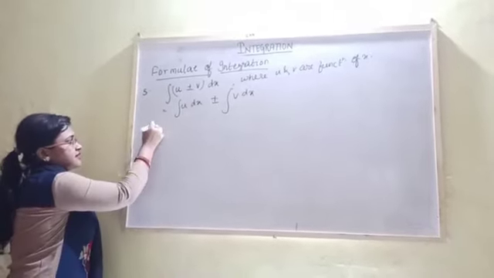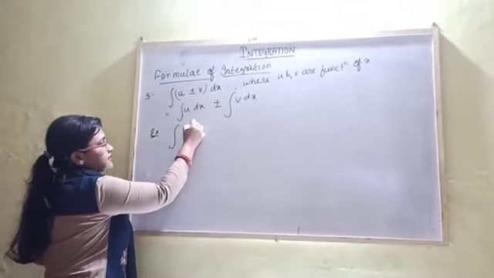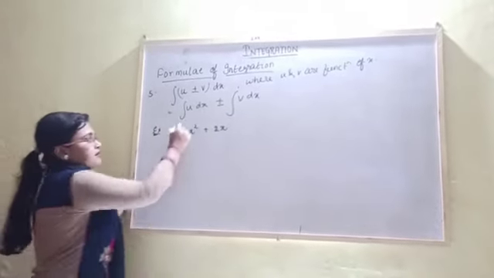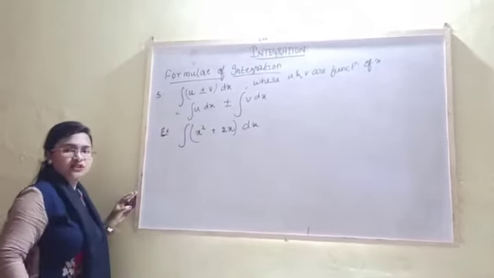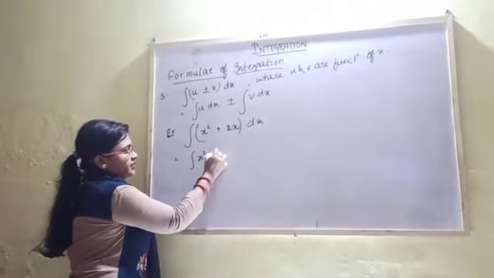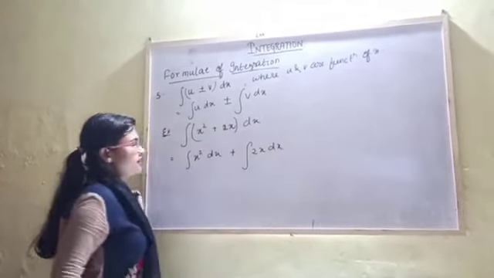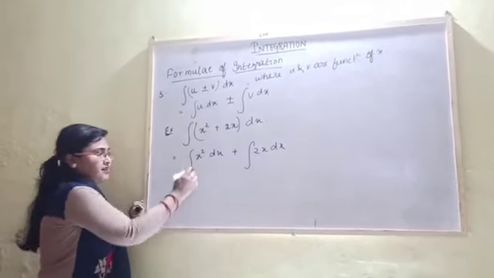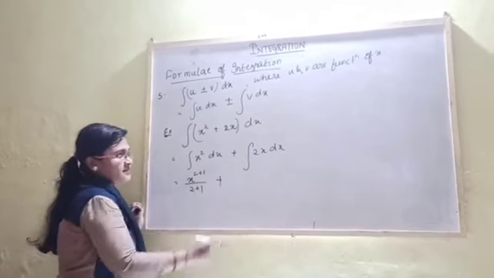Let us understand it by one example. If you are given the question, integrate x square plus 2x dx. See, these are two functions which are being added. So simply write x square dx using this formula, plus integration of 2x dx. Now you can individually solve these integrations. For x square dx, the power is 2, so 2 plus 1 by 2 plus 1, plus integration of 2x dx.